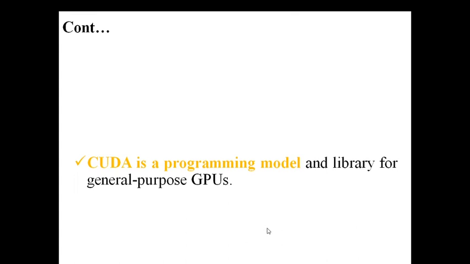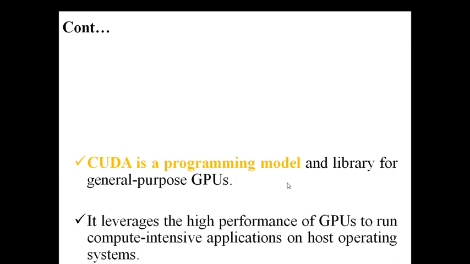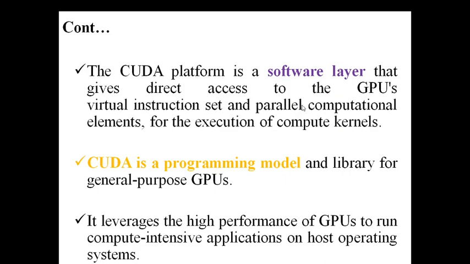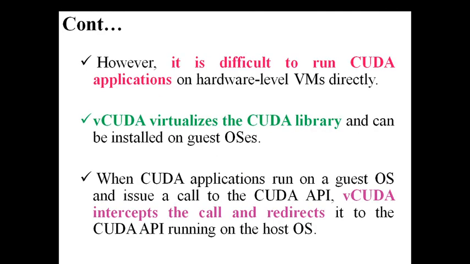So what is vCUDA? vCUDA is a programming model and library for general purpose GPU. It leverages the high performance of the GPU to run compute intensive applications on the host operating system. What it is finally? It is a software layer which is going to be installed above our OS. Yes, it is very difficult to run CUDA applications on hardware level VMs directly. So we have to convert that.